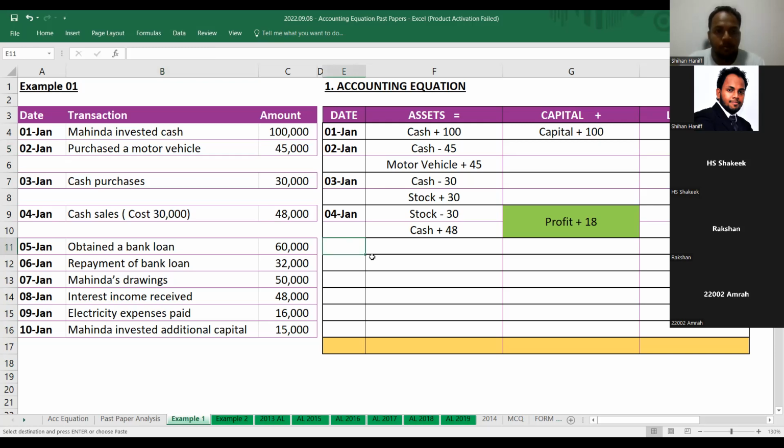Fifth January, obtained a bank loan. When we obtain a bank loan, cash will increase and the liability, the bank loan, will increase. Cash will increase by 60. The bank loan liability will increase by 60.